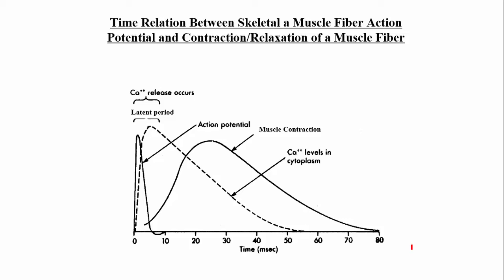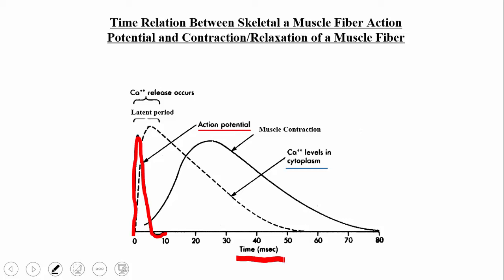So there's a time relation between when you have this action potential and you get contraction. What I want to show you here is on this x-axis on this graph, we have time. Everything else is showing you when things happen that we just discussed. The first curve here is showing you an action potential, the action potential that occurs at the axon and is going to lead to that release of acetylcholine to the motor end plate. The next thing that happens is you have calcium levels in the cytoplasm rising.